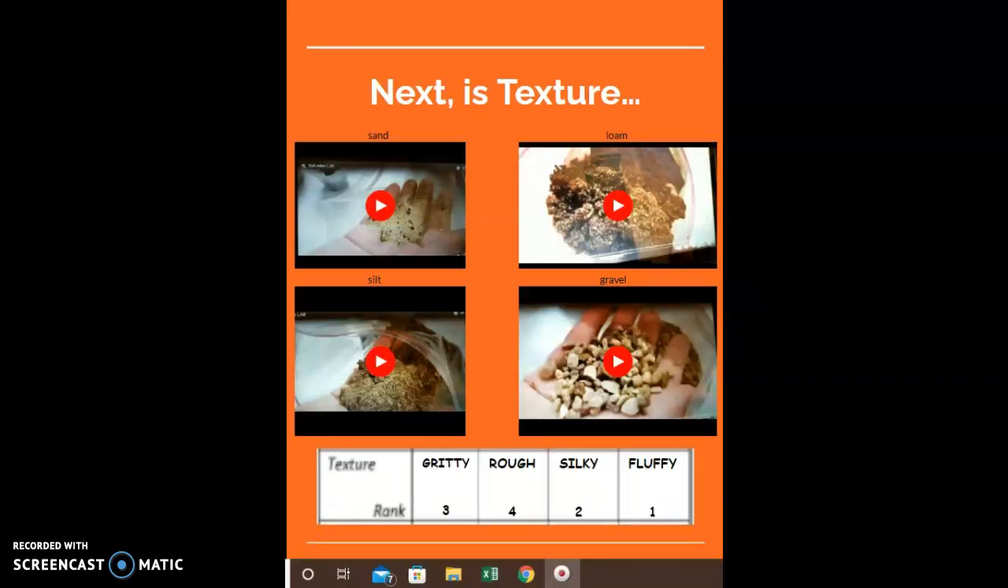So the texture for the sand was gritty. Felt kind of like sharp pieces. And then the gravel was rough because it's the rock material. The silt was kind of silky, soft feeling. And then the loam was very light and fluffy, almost like cotton.